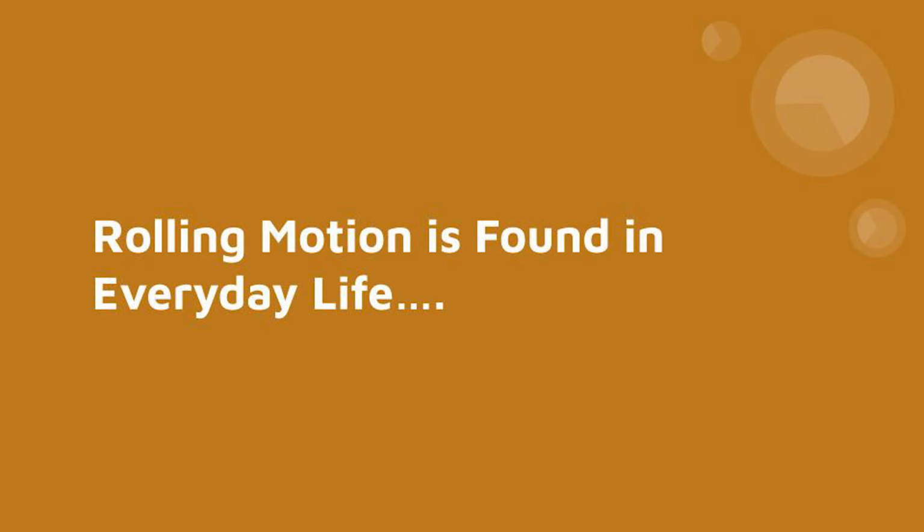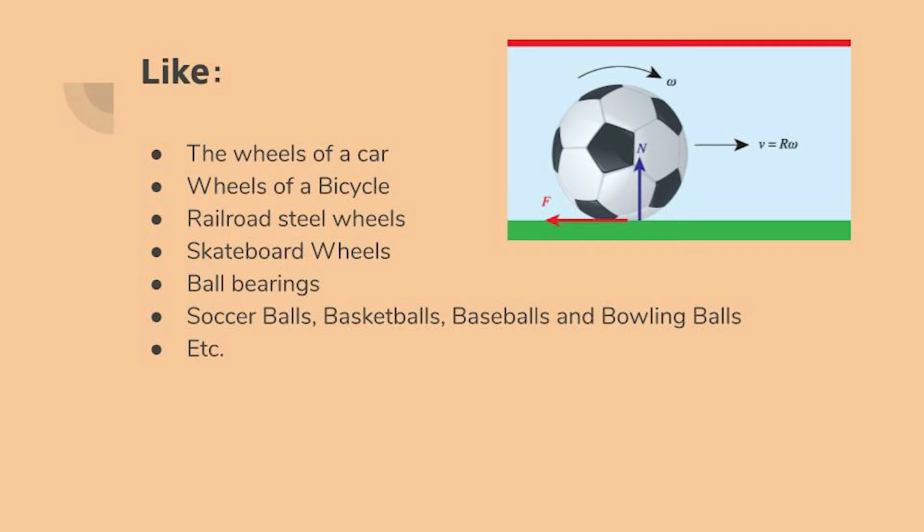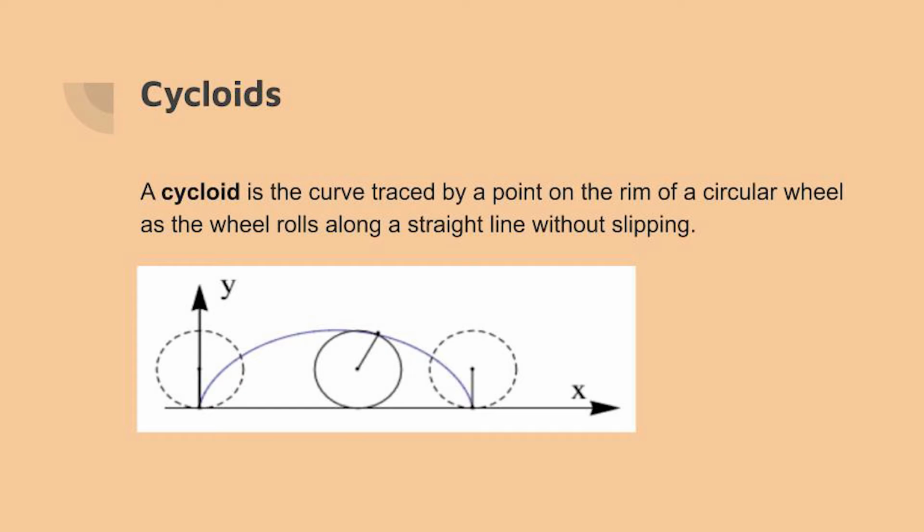Rolling motion is found in everyday life, such as the wheels of a car, skateboard wheels, ball bearings, soccer balls, basketballs, etc. A cool property of rolling motion is that it produces cycloids. A cycloid is a curve traced by a point on the rim of a circular wheel as the wheel rolls along a straight line without slipping.